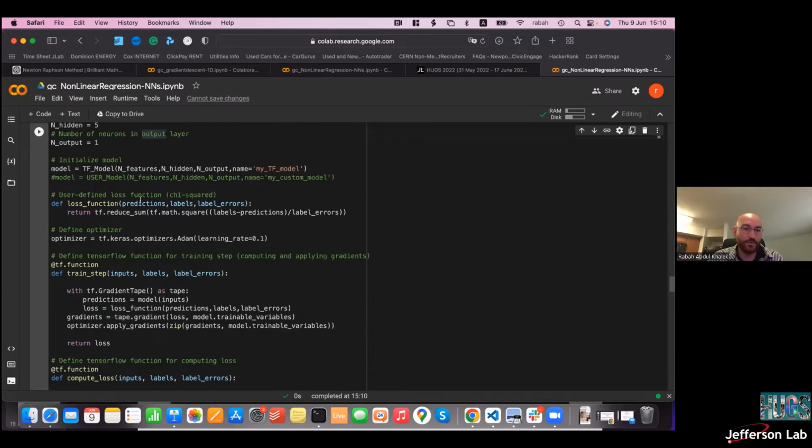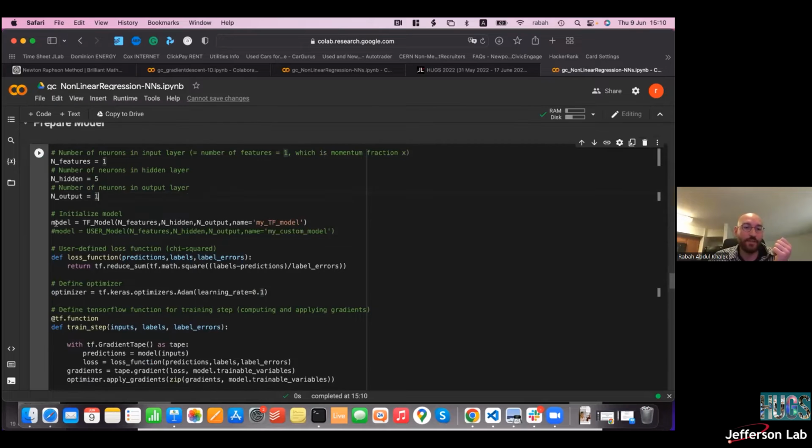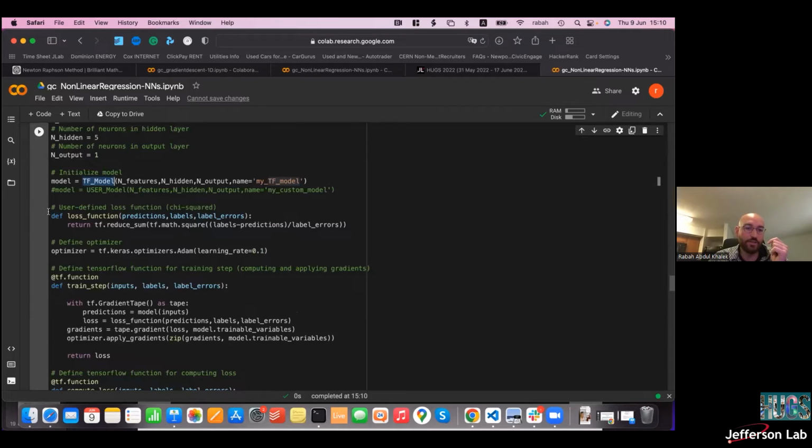And finally, I choose my model. Here, for example, I have one feature, which is X. I choose to have 5 hidden layers inside of the neural network and just one output, which is the PDF of the gluon. All right. I feed these settings to my TF model, which you saw before. And then I define my loss function, which is a chi-squared. So it's a reduced sum of the square of the labels, which are the data, minus my predictions, which is a neural network, over the uncertainty of the data.